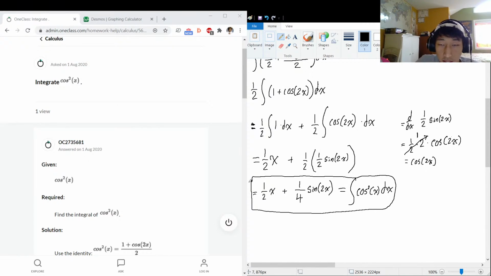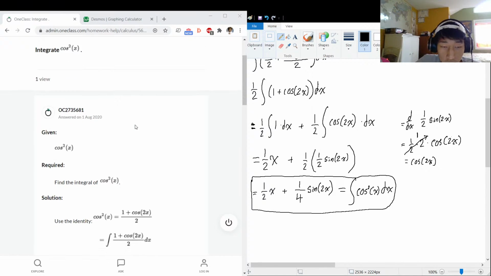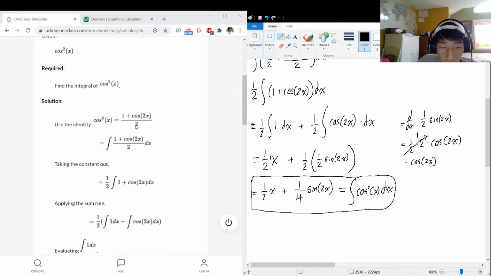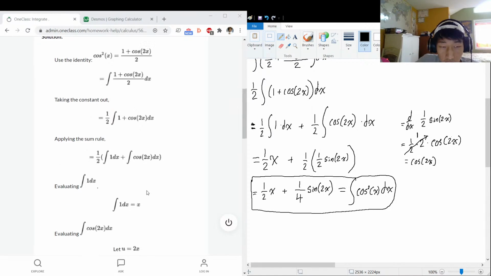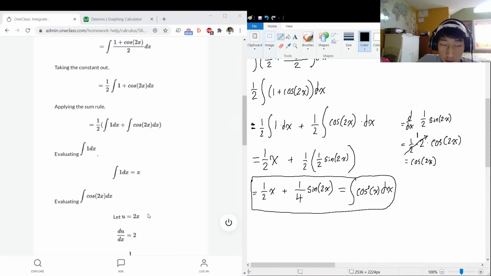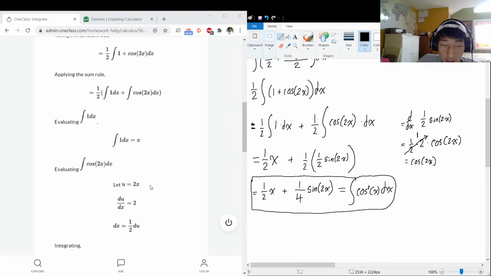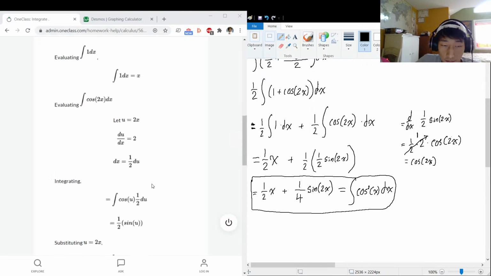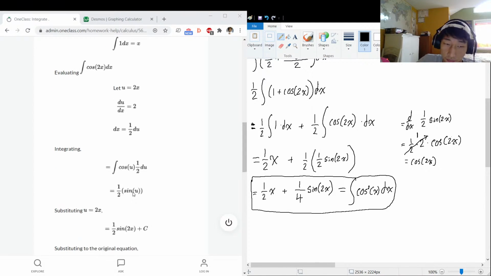Ain't that neat? So let's see if the solution that we have here agrees with us. Yep, we found the derivative of 1, that's just x on its own. The derivative of cos 2x, yep, they found it to be 1/2 sine x. Oh, see, I made a rookie mistake. We need to include our constant of integration.